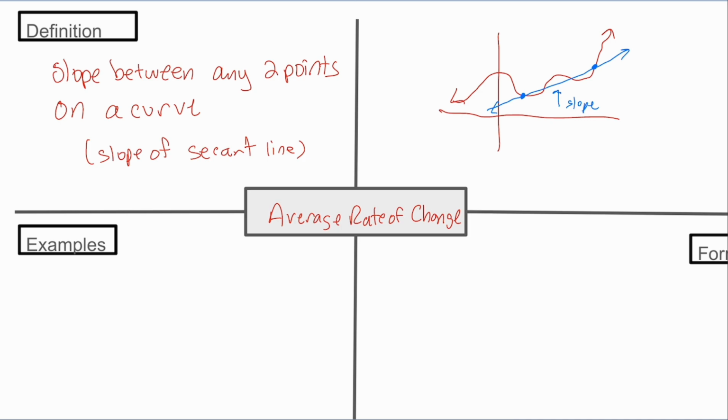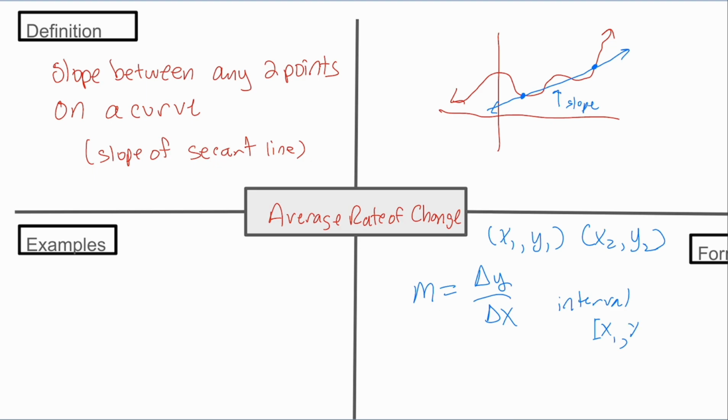So if we go to the formula spot, from x1, y1 to x2, y2, we're going to connect it, and we have to use the change in y over the change in x. So same technique as slope, but these are just 2 random points on the graph. So sometimes we will say on the interval from our first point to our second point.